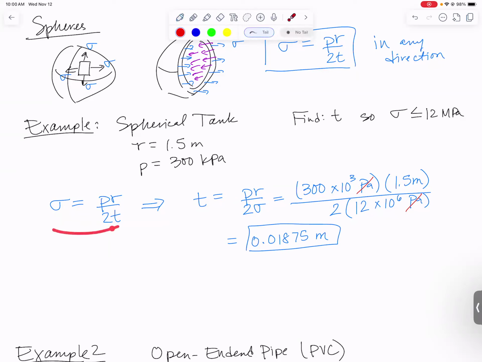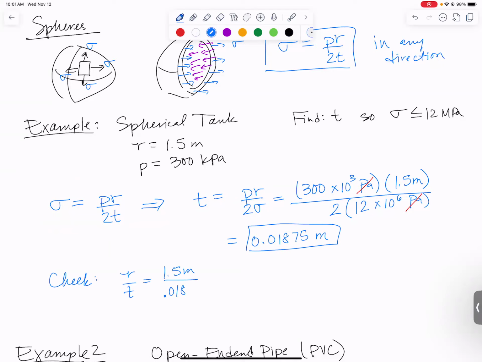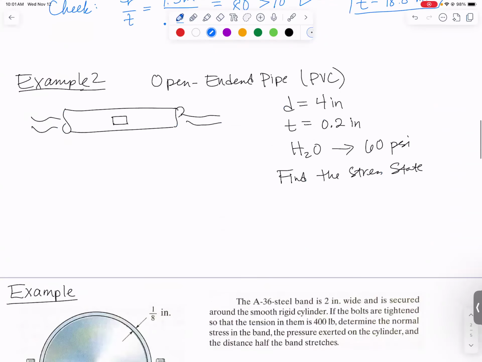This equation is only valid if our radius is at least 10 times bigger than our thickness. So let's make sure that this is still a valid equation to use. Let's check radius to thickness. Well, our radius was 1.5 meters. Our thickness was 0.01875 meters. We divide those, we get 80, which is definitely bigger than 10. So we are okay. And if you want, you could make that thickness in millimeters. 18.8 millimeters will work.